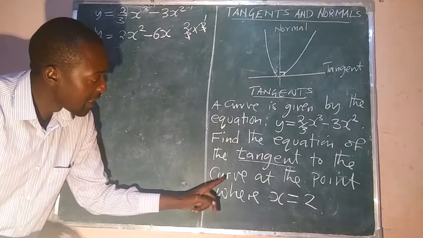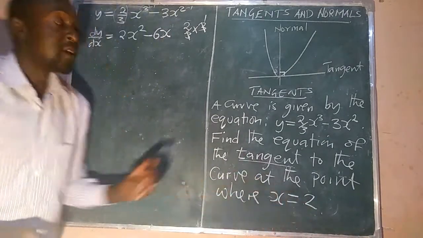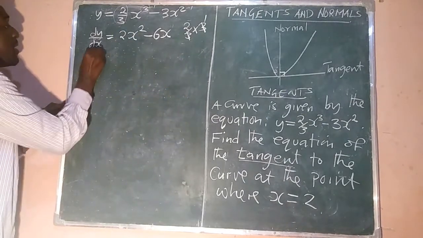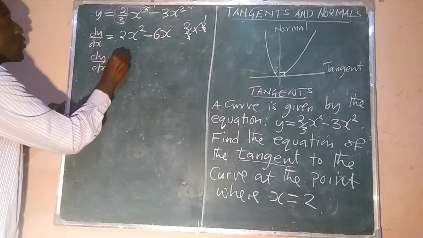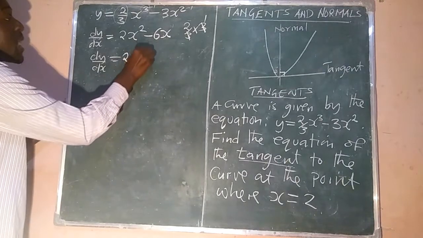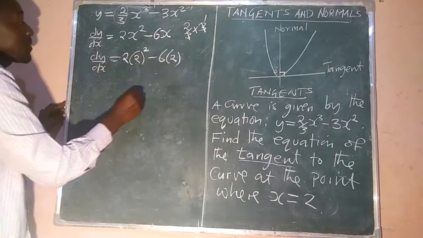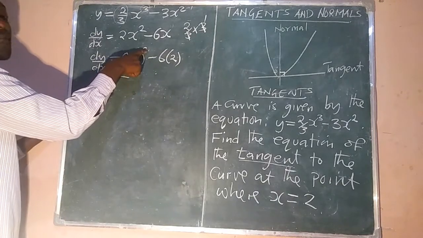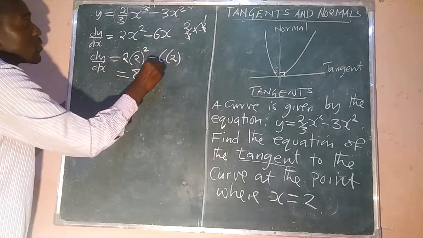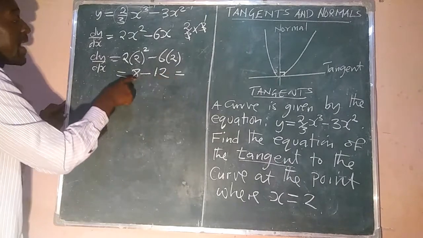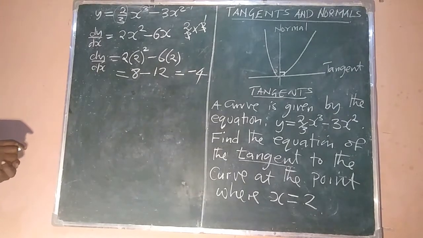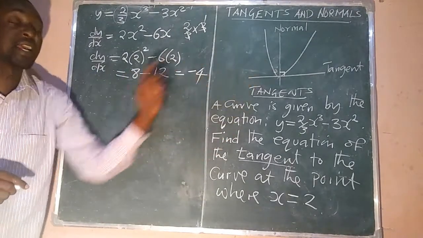The curve is at the point where x is equal to 2. So we substitute this 2 where there is x to find the gradient of this tangent. dy/dx will be equal to 2 times 2 squared minus 6 times 2. 2 squared is 4, 4 times 2 gives us 8, minus 6 times 2, which is 12. 8 minus 12 gives us negative 4. So the gradient of this tangent is negative 4.